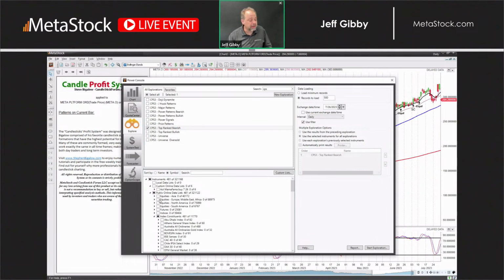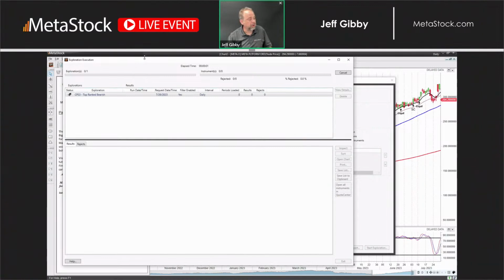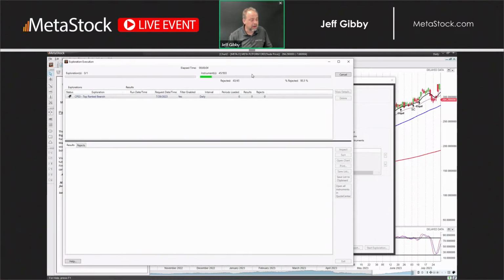Let me show you how easy it is to scan. Just to show you an exploration, I'm going to come in here and scan the list of the S&P 500. I'm just going to scan those 500 stocks. We're going to run that as an exploration, and it's going to take just a few minutes. It's going to go through 500 stocks, and it's rejecting right now about 98% of those.